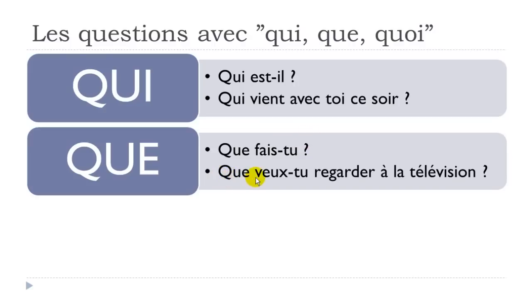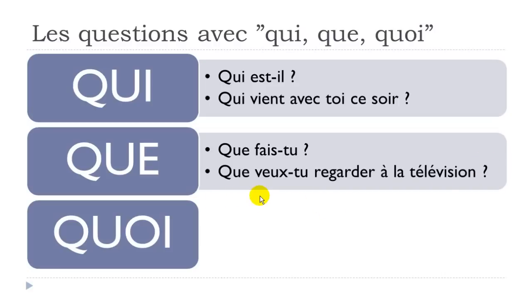And here, que veux-tu? So, veux is coming from vouloir, to want. Que veux-tu? What do you want? Regarder, regarder is to watch, à la télévision. Well, at the television. So let's read it normally now. Que veux-tu regarder à la télévision? Okay, so you can hear that I've been raising a little bit my voice at the end.